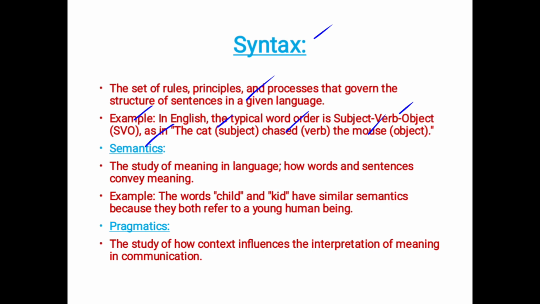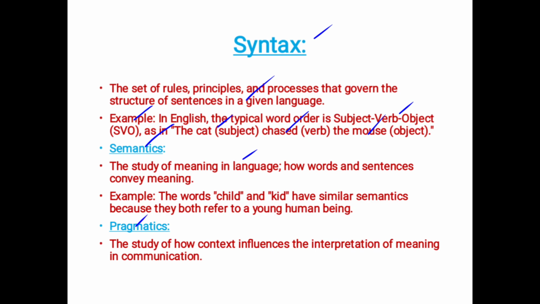Then we have semantics. Syntax, semantics. Syntax is about sentence structure. The same, semantics is about meaning, the study of meaning in language, how words and sentences convey meaning. For example, the words child and kid have similar semantics because they both refer to a young human being. Got it?